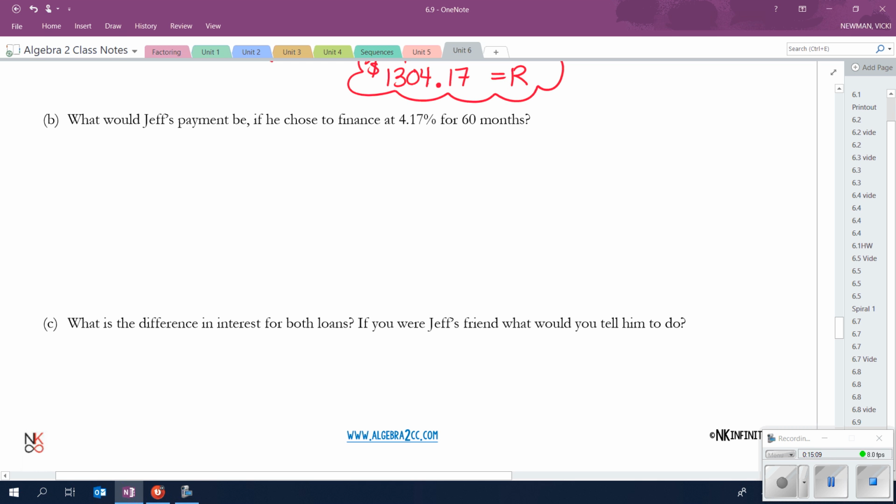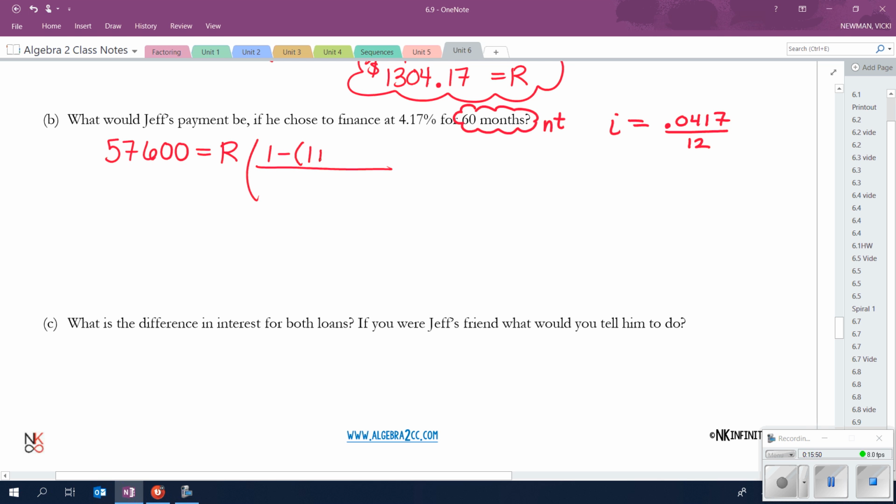But what does that do to his interest rate? Goes up slightly. You see that? That's a dirty trick. So this time, I is going to be 0.0417 divided by 12. And our exponent NT is going to be 60 months, or 5 years times 12 months makes the 60, if you wanted to break them up. So, same deal. The price of the car doesn't change. We're still looking for his payment.